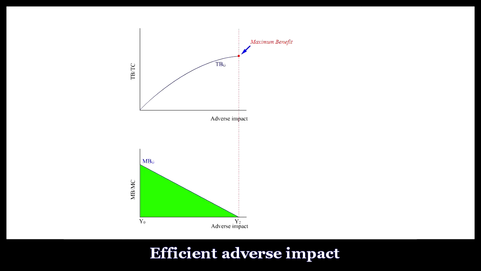But adverse impact generates cost for the impactee. The marginal cost, MCR, to the impactee increases as more adverse impact is received. Each additional unit of adverse impact adds to the impactee's total cost, TCR. When the impactor's marginal benefit is equal to the impactee's marginal cost, the optimal amount of adverse impact Y1 is achieved.